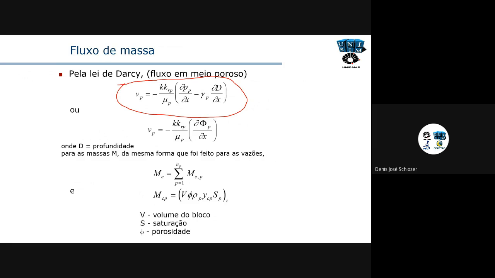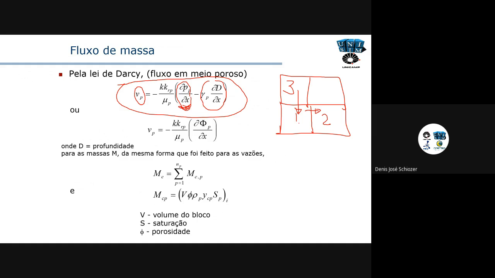So for us, in reservoir simulation, black oil models and compositional models, the fluid is moving because of a difference in pressure. If I have two blocks, block 1 and block 2, for example, the fluid is going to move from one block to another because of the difference in pressure, or the difference in gravity, okay? So the fluid will move because of gravity, which is this part here, or because of the difference in pressure. For example, if the pressure in block 1 is higher than the pressure in block 2, the fluid is going to move from block 1 to block 2, and so on.